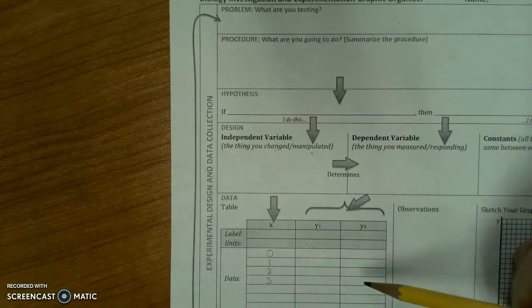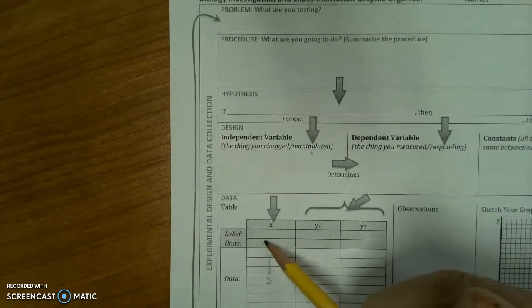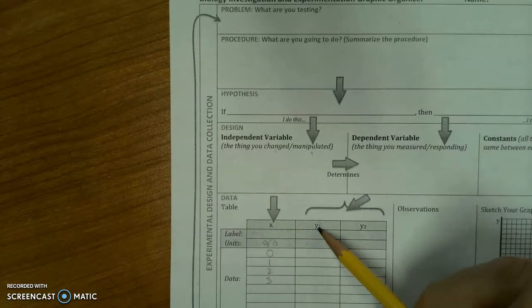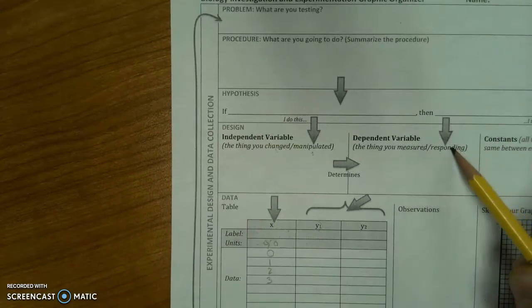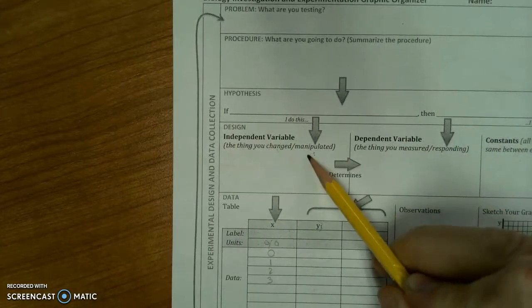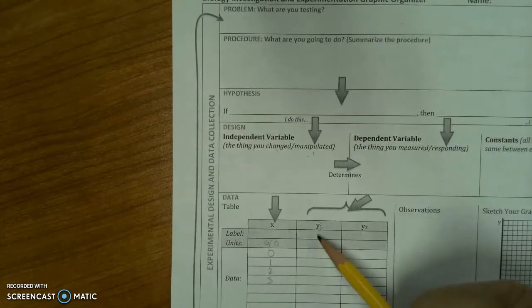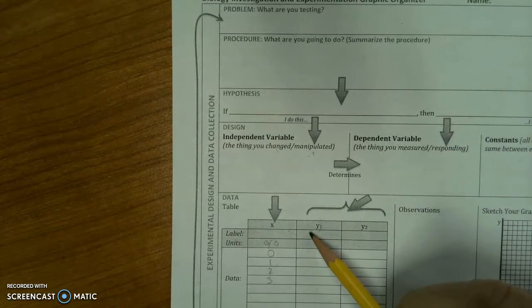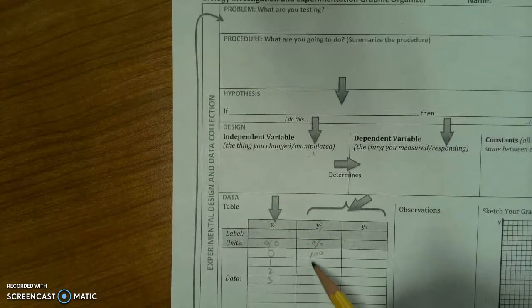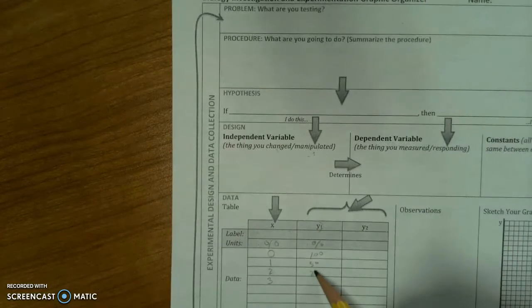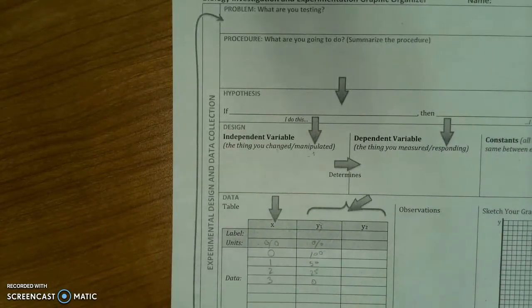Petri dishes. I then have over here my Y1, what was the thing that I am measuring, or the thing that's happening because of the thing that I changed. In this case, it's the number of seeds germinated, or percent germination. So this would be a percent germination. So let's say I had 100% in there. Let's say I had a 50% there, a 25% there, and a 0% there.